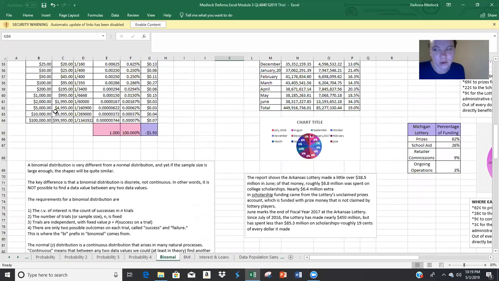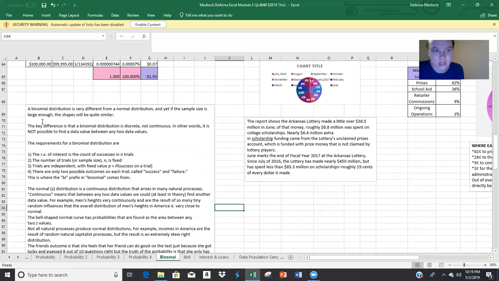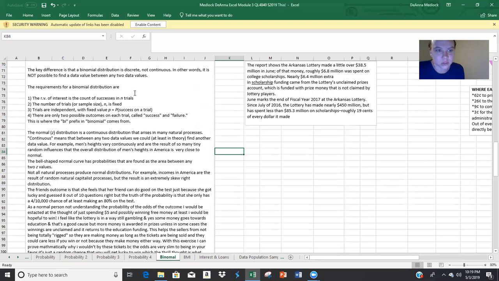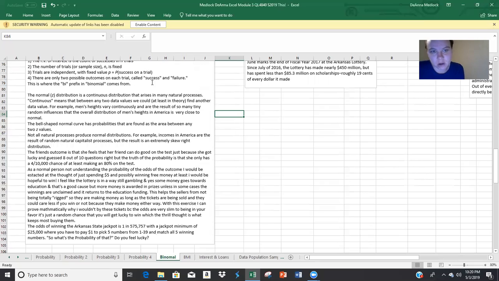So here we're doing a binomial distribution, very different from a normal distribution, and yet if the sample size is large enough, the shapes will be quite similar. The requirements for a binomial distribution: the random variable of interest is the count of successes in N trials. The number of trials, or sample size, is fixed. Trials are independent with a fixed value, where P equals the probability of success on a trial. There are only two possible outcomes in each trial, called success and failure. This is where the bi prefix in binomial comes from.